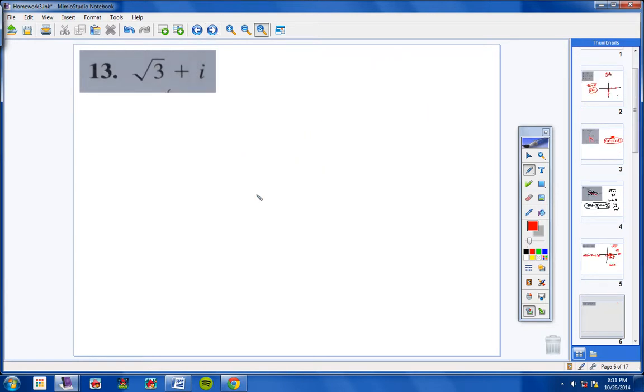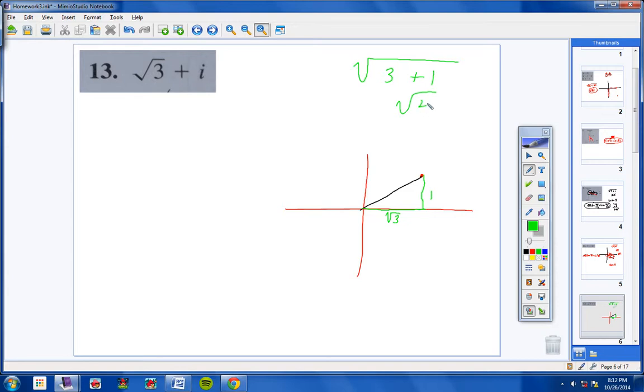Okay, we'll quickly draw our coordinate plane over here. And we know we're going to go over square root of 3 and up 1. And if you'll notice, students, I don't try to draw my triangles to scale at all. It's just not a big deal to me, okay? So we know that we're going to go over square root of 3 and up 1, because there's a 1 in front of this I right here, even though we can't see it. So square root of 3 and 1. Okay, the hypotenuse would be: square the square root of 3, that's 3. Square 1, that's 1. Add them together, you get 4. And so the square root of 4 is 2, so the hypotenuse would be 2.